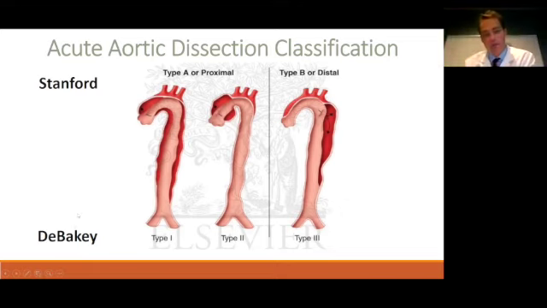DeBakey, a famous heart surgeon, had his own classification. So we went from the sophistication of a type A or a type B into a sophistication of a type 1, type 2, or type 3. That classification never really caught on quite as much as the Stanford classification for type A and type B, by and large because Stanford type A dissections were operative emergencies and handled as such, and type B dissections historically were always handled with blood pressure control and medical management.